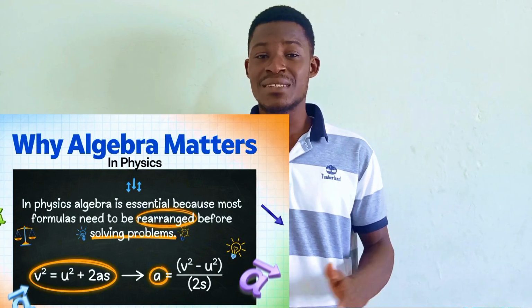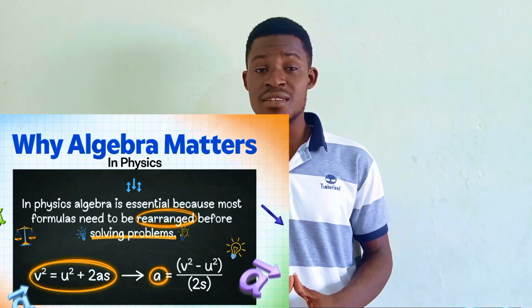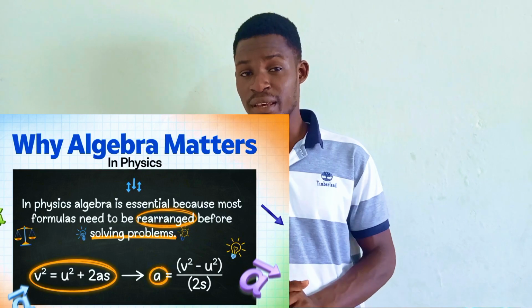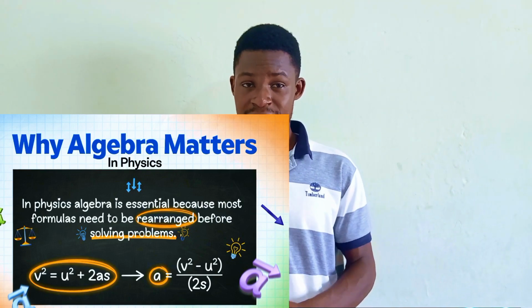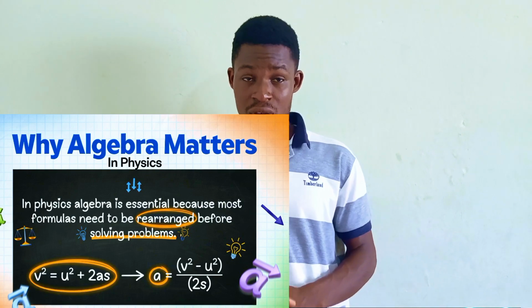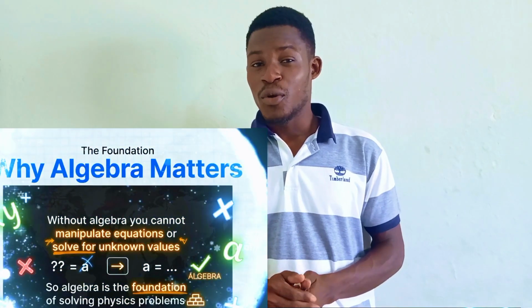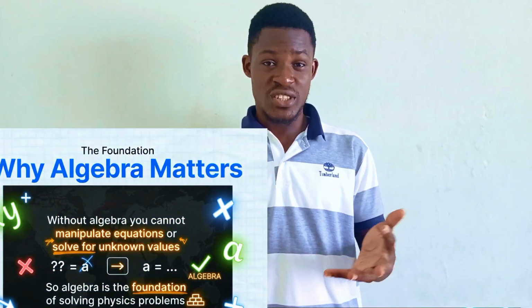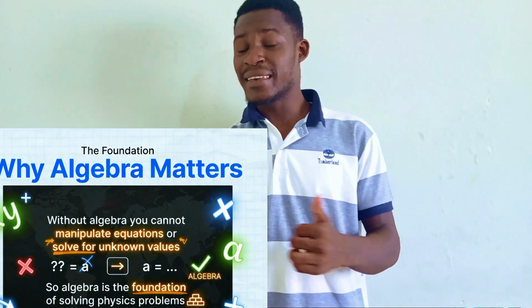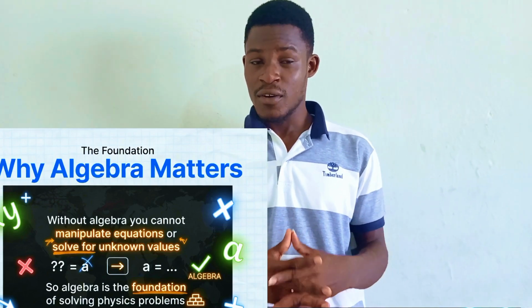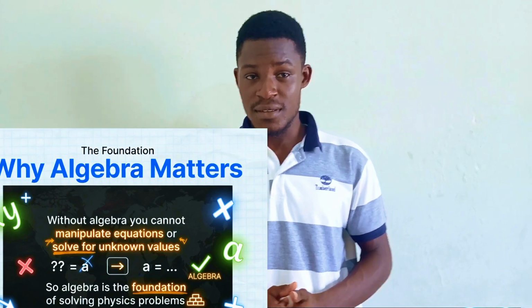Example, the kinematic equation v squared is equal to u squared plus 2as. You may need to make acceleration a the subject depending on the equation. Without algebra, we cannot manipulate equations or solve for unknowns. So, algebra is the key, or the foundation, for solving physics problems.